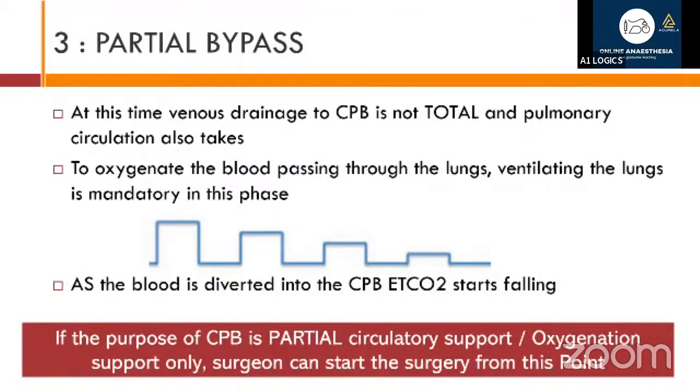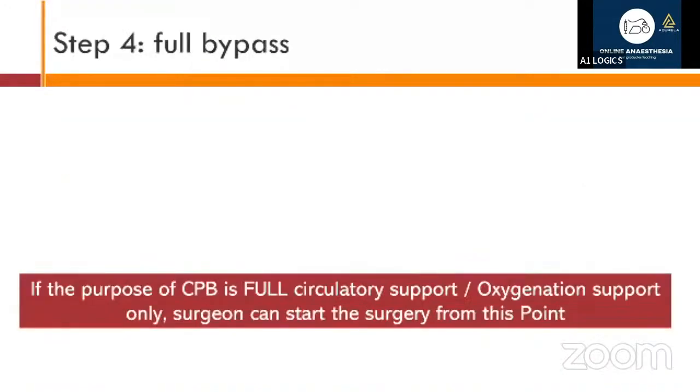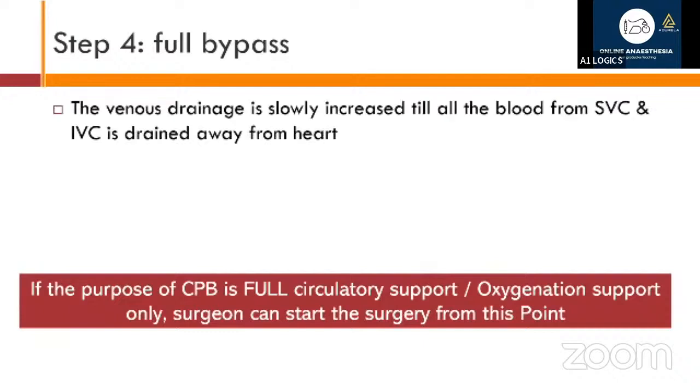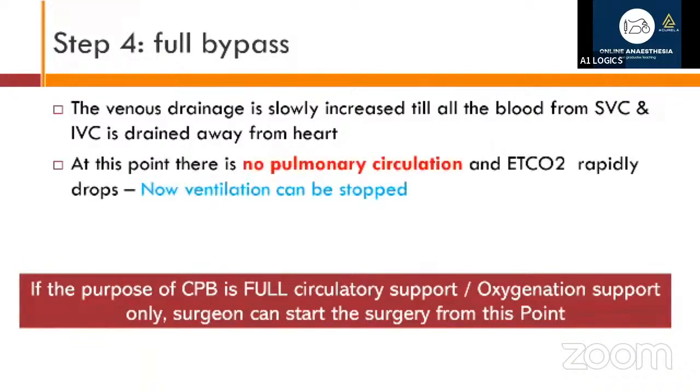Surgeon need not wait till the heart is fully deflated. From this itself, he can start. But if the purpose of CPB is full circulatory support, you need to initiate a full bypass. That is, the venous drainage is slowly increased, until all the blood in the IVC and SVC is drained away from the heart. And at this point, there is no pulmonary circulation, and EtCO2 literally becomes 0 or 0 to 7.